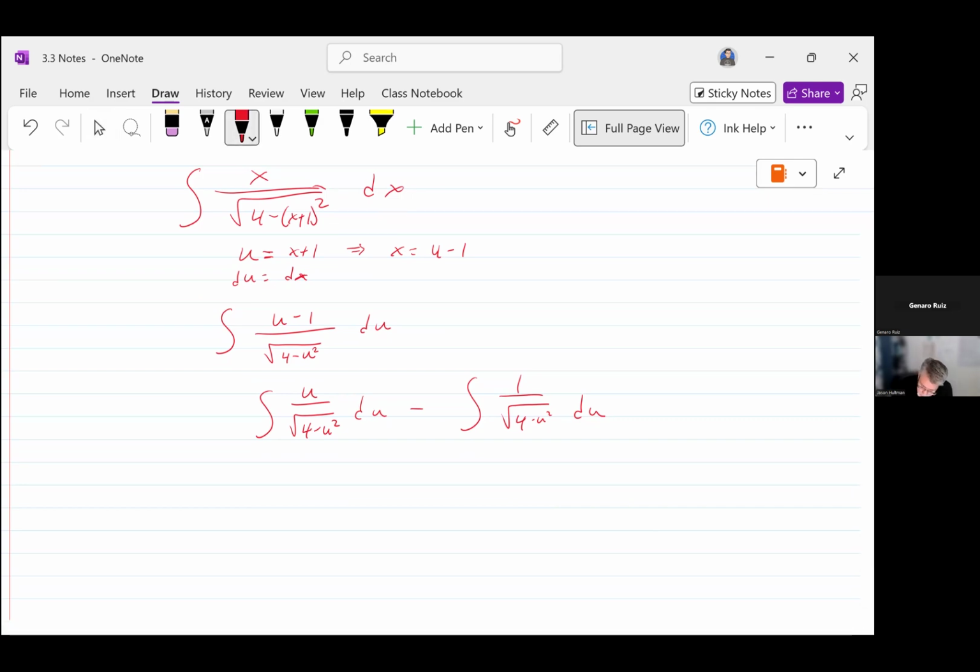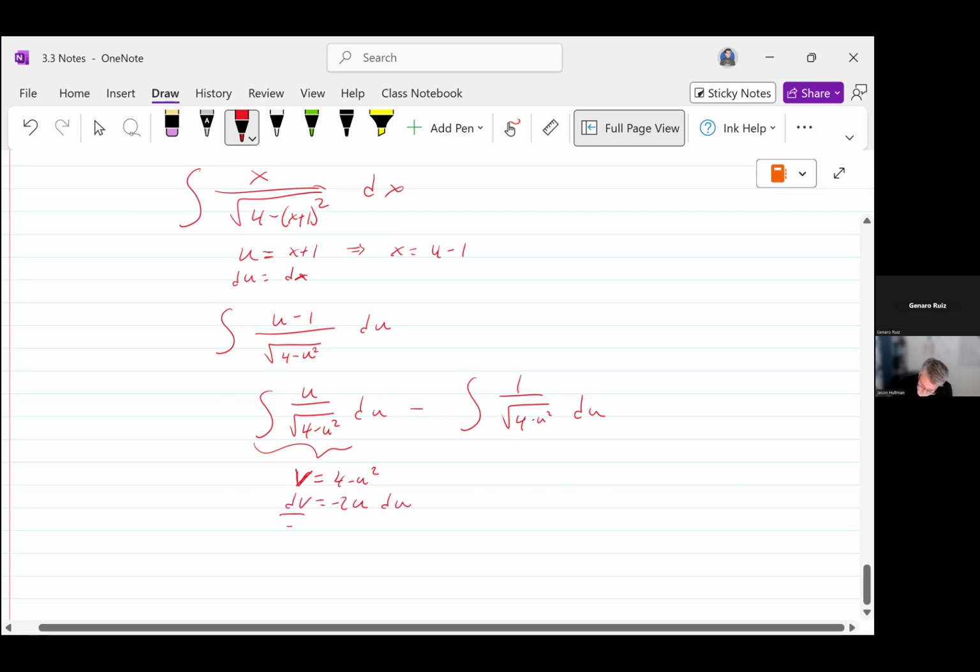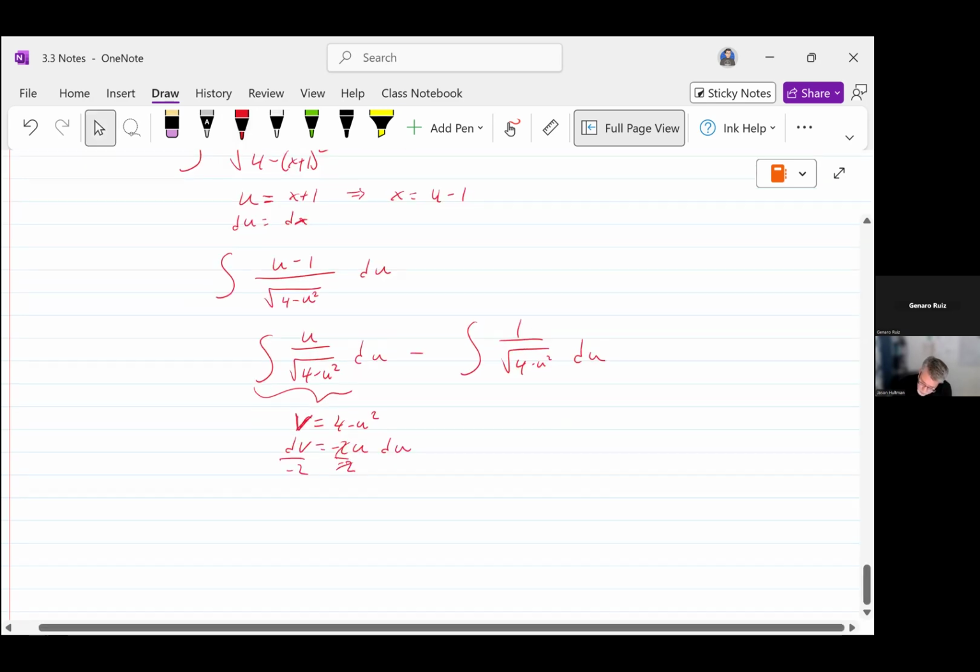Okay, this is just a regular straight u sub. So I'm going to change my variable. I'm going to call this a v sub. So let's let v equal 4 minus u squared. dv is equal to negative 2u du. Divide by negative 2, I get my u du there.